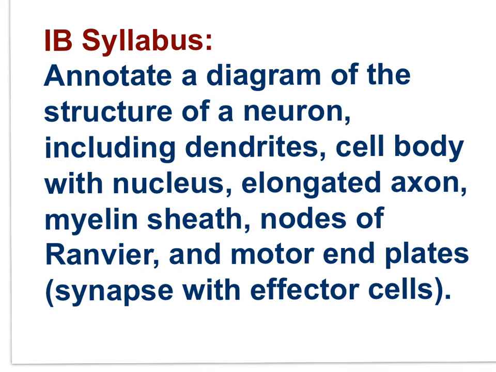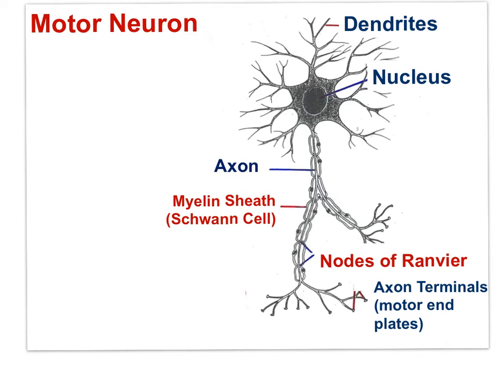So based on what I've shown you already, can you annotate a diagram of the structure of a neuron, including dendrites, the cell body with a nucleus, an elongated axon, myelin sheath, nodes of Ranvier, and motor end plates? That's where the synapse occurs with effector cells such as muscles or glands. Here is another diagram of a neuron. The signal is propagated along the membrane from the dendrites, along the cell body, and along the axon to the axon terminals here. The myelin sheath and the nodes of Ranvier can be seen.